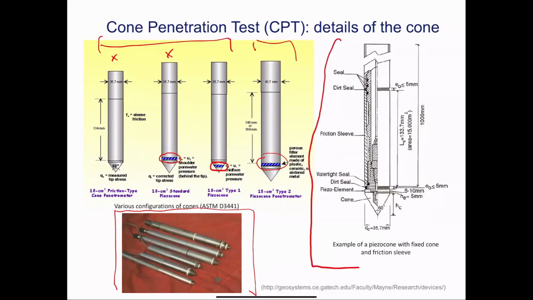This is a typical cross-section of a cone with pore pressure measurement. We're not going to get into detail of this, but there are various elements of seals. There are piezoelectric elements. There are strain gauges essentially used to measure sleeve friction, tip stress, and pore pressure. So that's what a typical CPT would look like.